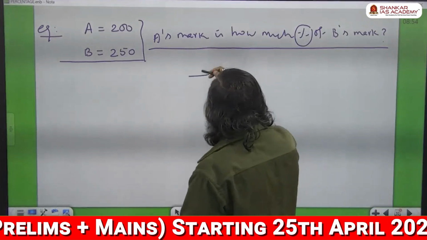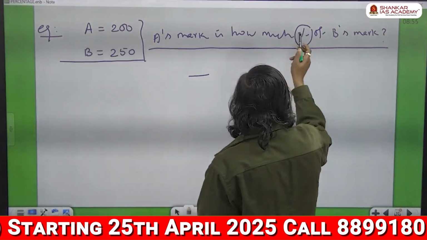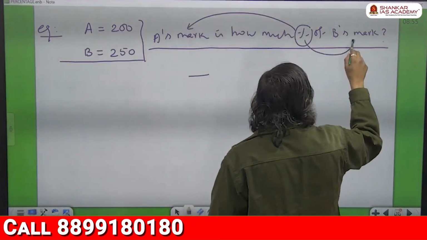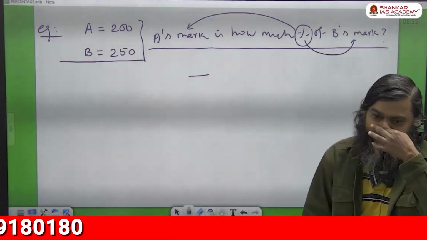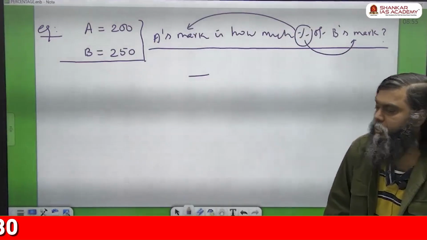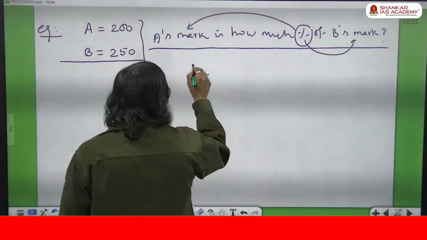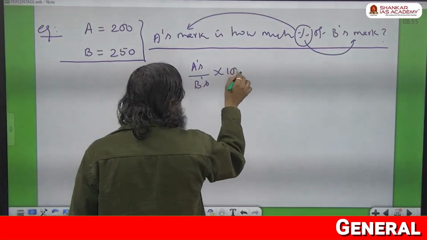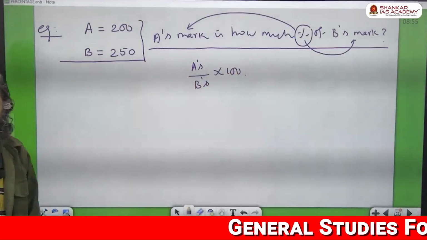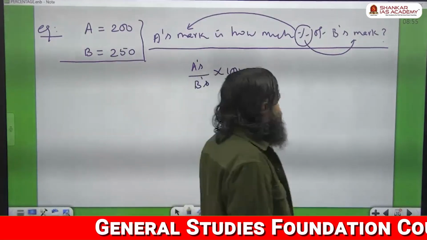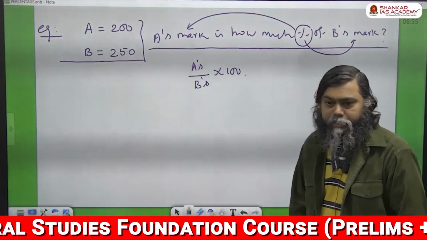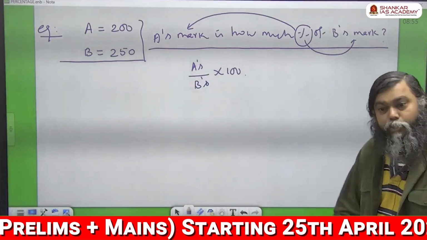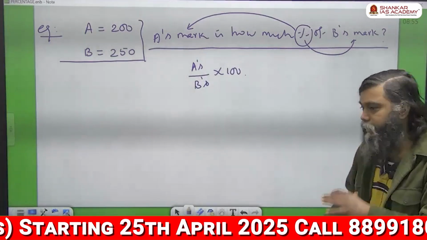So what is a fraction? Numerator and denominator. Whatever is before the percentage is called the numerator. After the percentage is called the denominator. Do you understand? Tell me, what is the numerator? Here A's mark, here B's mark. Percentage means multiply by 100. Because whose percentage is asked? A's. That means you have to find A's percentage compared to B's. Whatever the reference is, that has to be the denominator.